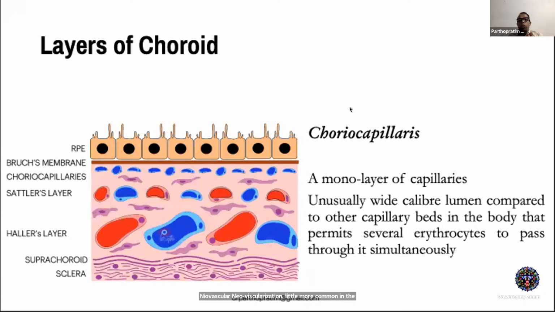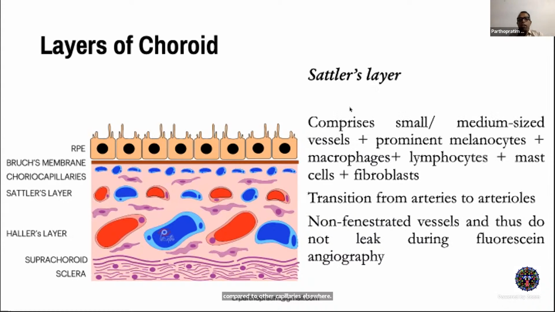Now, coming to the most important layer of the choroid, the choriocapillaris. The choriocapillaris is composed of a monolayer of capillaries, and it is immediately next to the Bruch's membrane. The unique characteristic of the choriocapillaris is that it has a very wide lumen compared to any capillary bed in the body. It is so broad that it can permit several erythrocytes to pass through simultaneously compared to capillaries elsewhere in the body. So the choriocapillaris is very unique in nature.